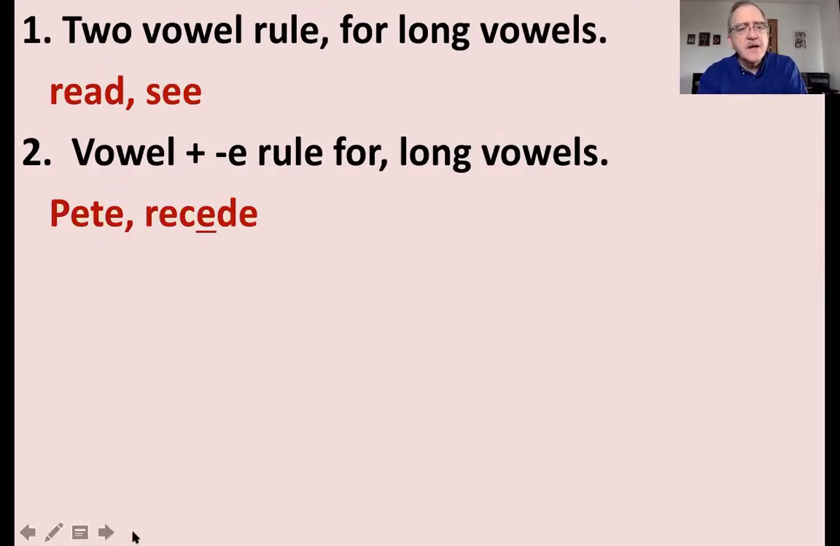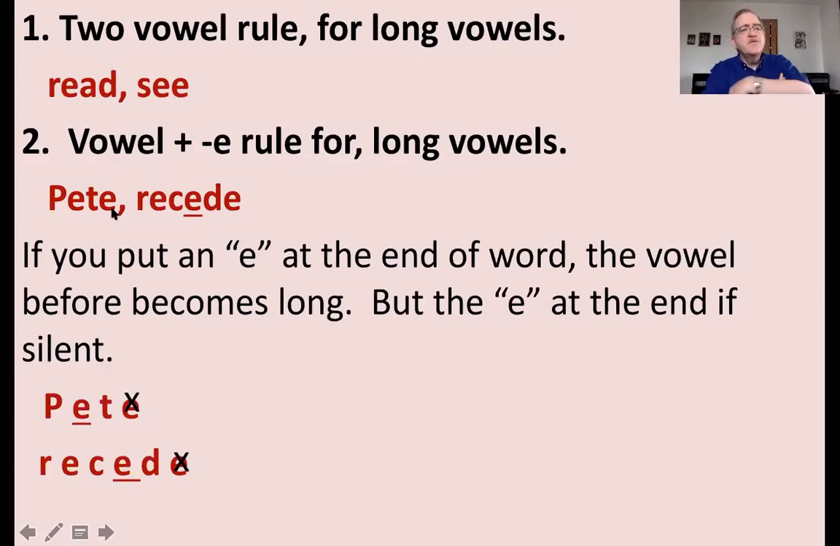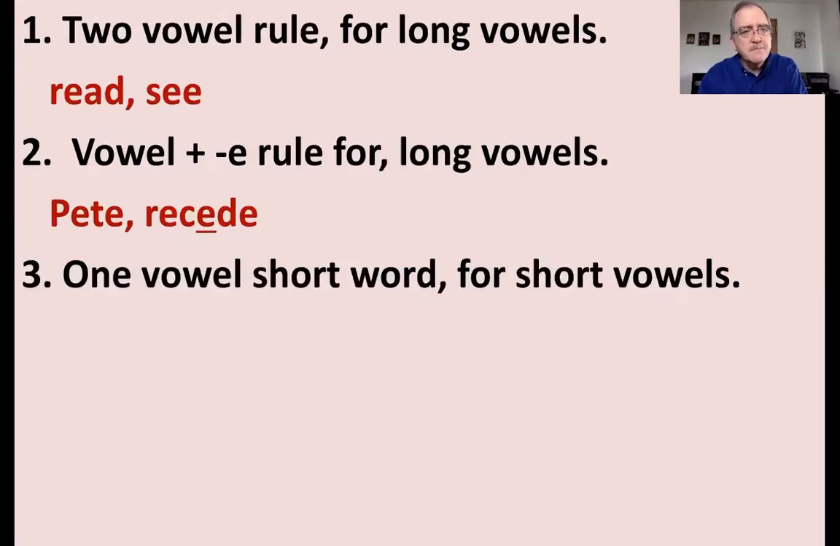Now, right here, recede. This is stressed, okay? And there's an E here, which is called silent E. We don't say it. And it makes this long, recede, Pete, silent E. Okay. Now, if you put an E at the end of the word, the vowel becomes long, but the E at the end is silent. No E on Pete and recede. We don't say the final E.